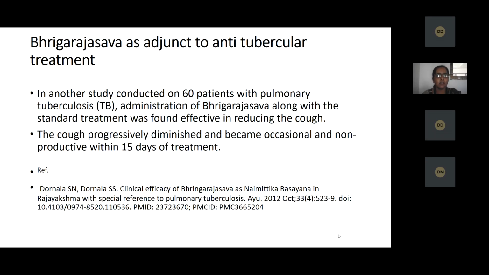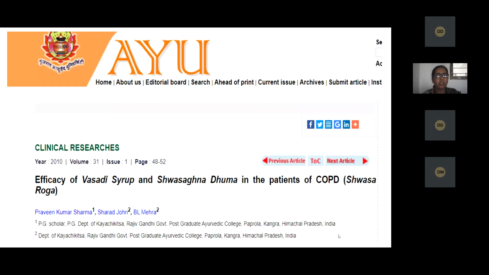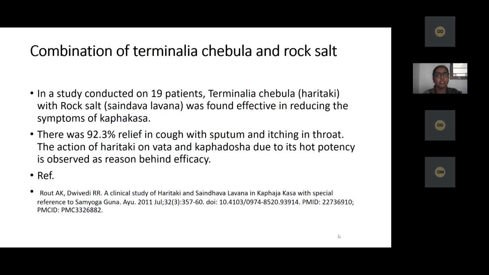Another one is not directly related to COPD, but it is directly related to anti-tubercular activity. That means Bhringarajasava is an adjunct to anti-tubercular treatment. Another article shows Vasadi syrup and the Shwasaghna Dhuma in patients also showing good results in COPD. Next is the Terminalia chebula, that is the Haritaki with Saindhava.